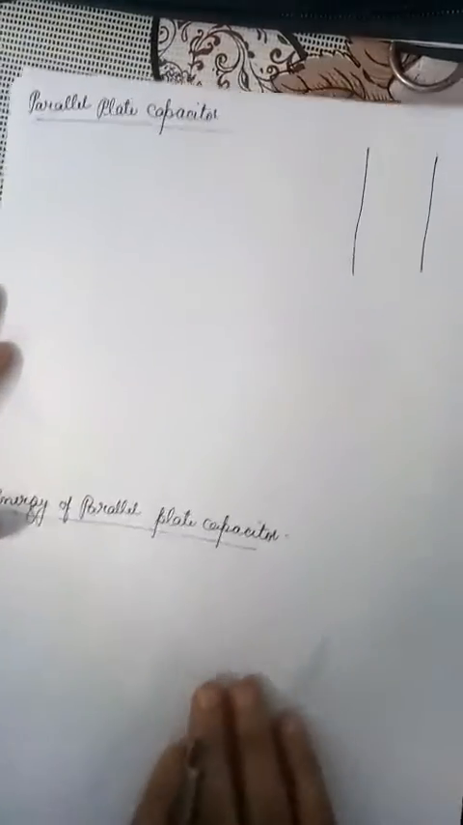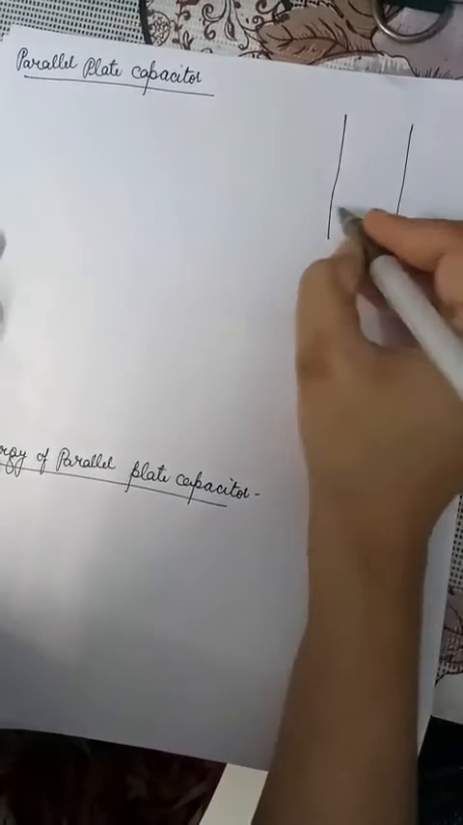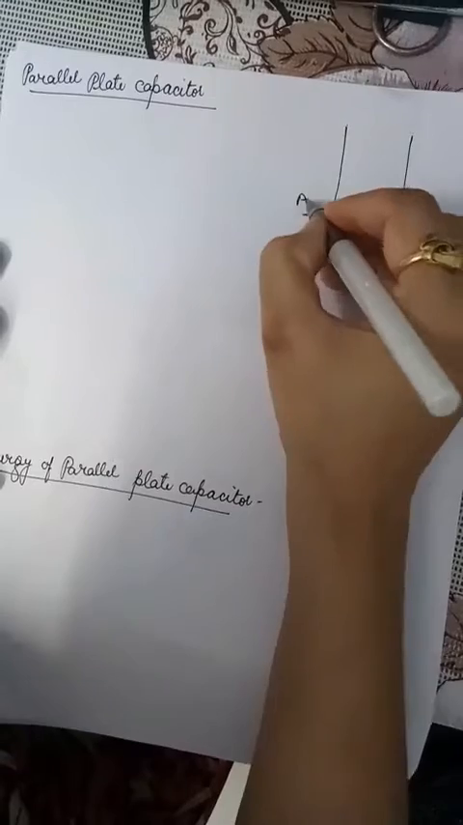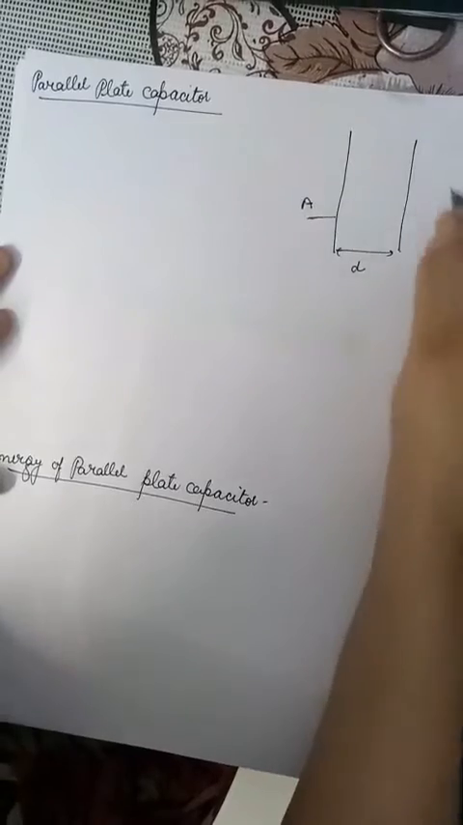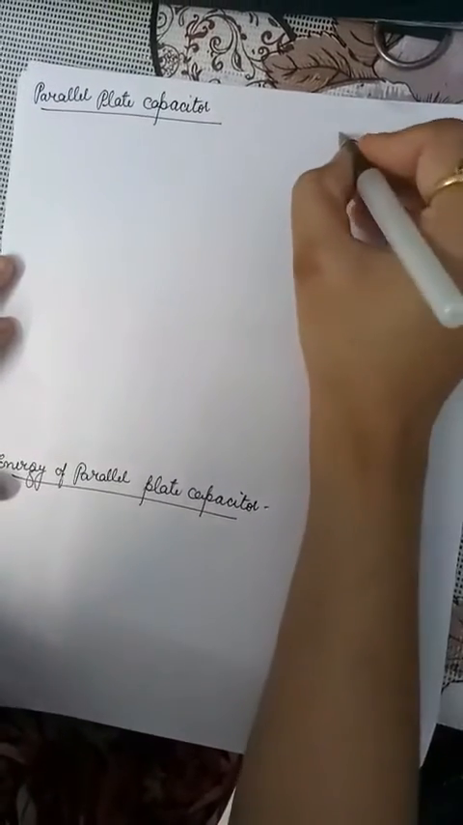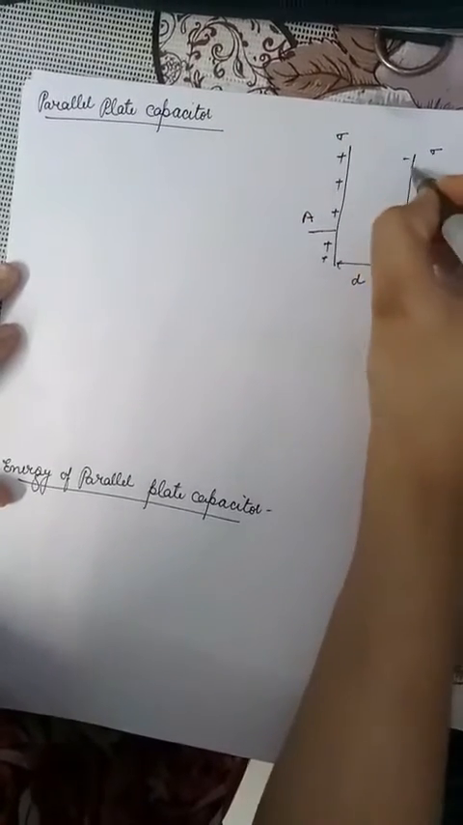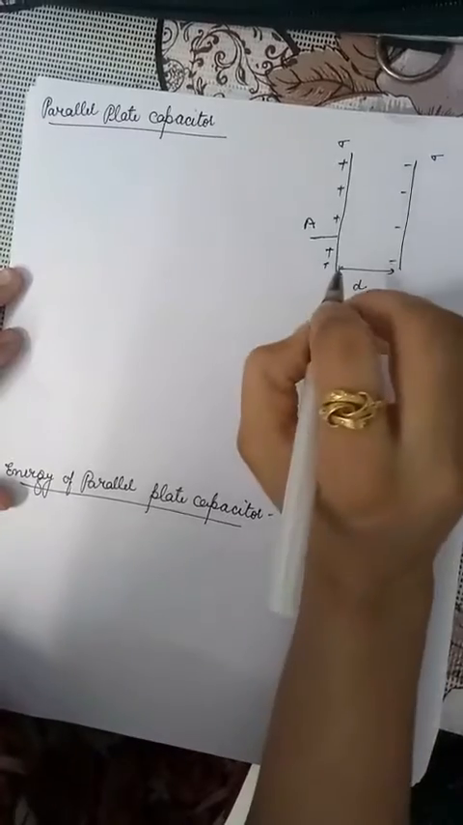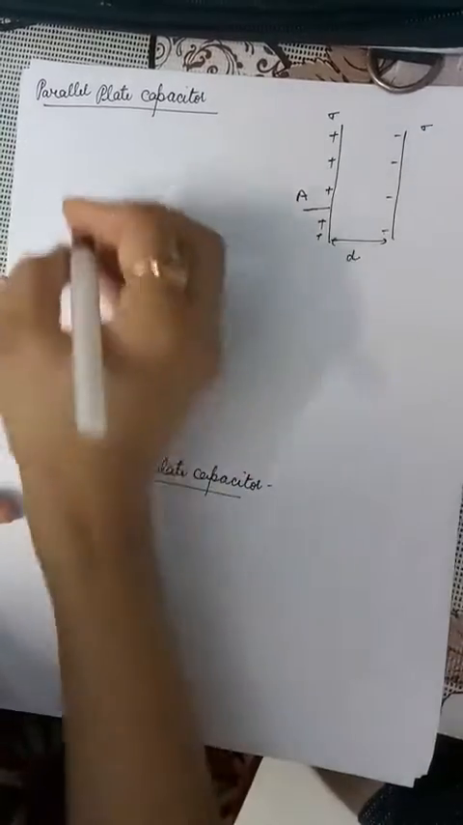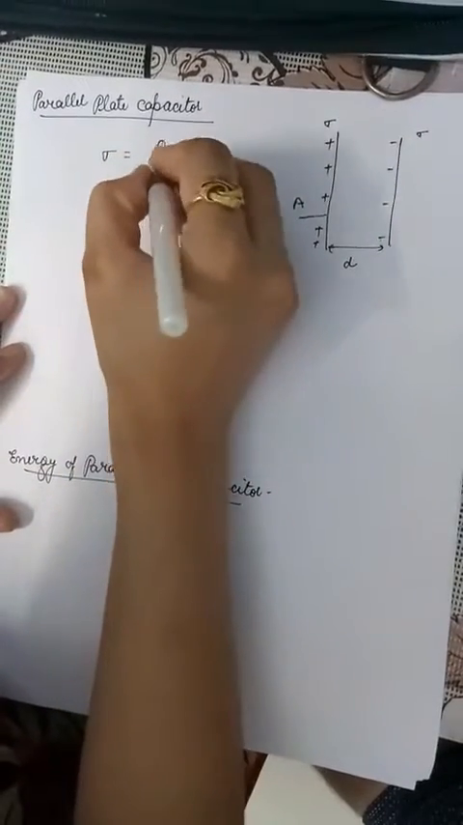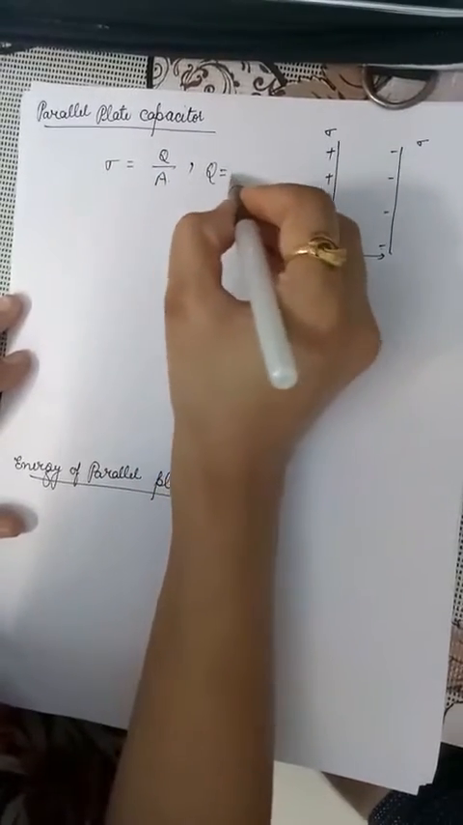Parallel plate capacitor. Suppose these are two parallel plates, the area of each plate is A and the separation between them is D. Here sigma is the surface charge density of each plate. Suppose this is the positive charge plate and this is the negative charge plate. Take equal and opposite charges on the plates of the capacitor. As sigma is equal to charge per unit area, Q will be sigma A.